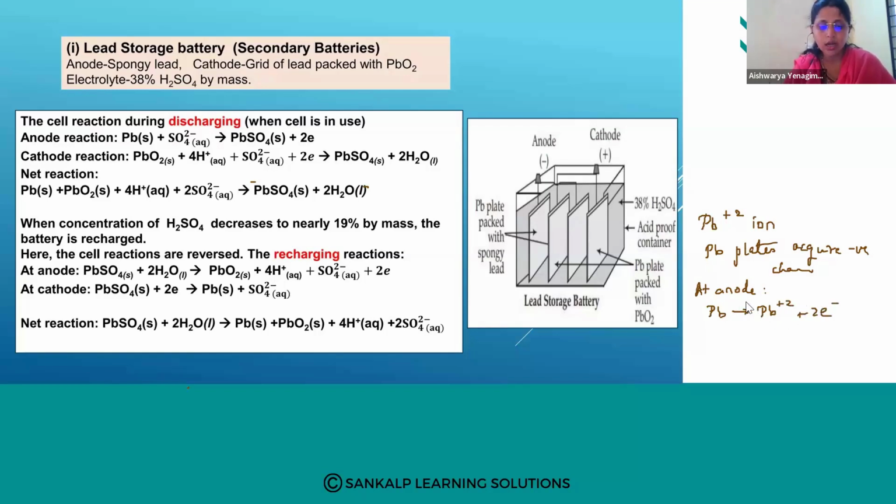This Pb +2 combines with sulfate ions. There is sulfuric acid, so there are sulfate ions. So it combines with the sulfate ions of the solution to form insoluble lead sulfate. So Pb +2 combines with SO4 -2 to form PbSO4, insoluble. So you can see here, here is what we have, correct? This is the anodic reaction. This is the cathodic reaction. This is okay. So let us see now further what happens.